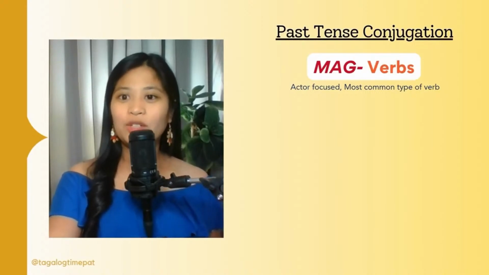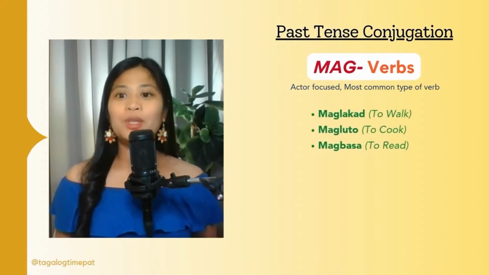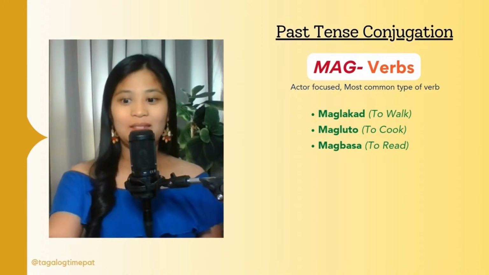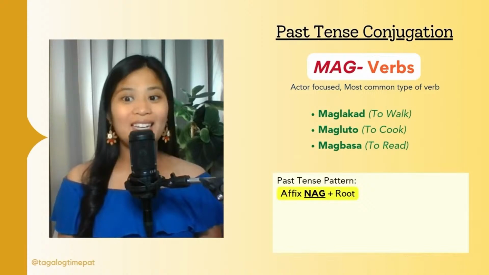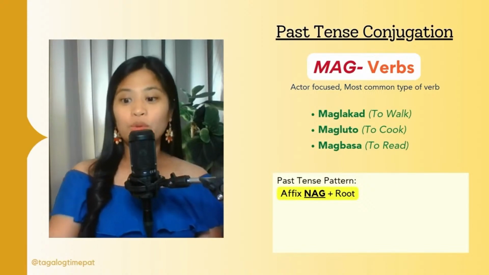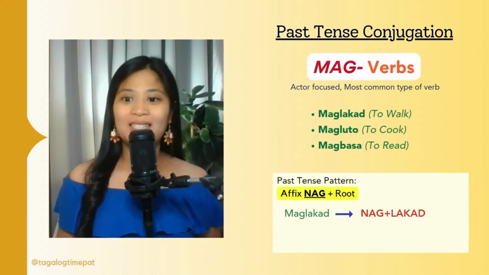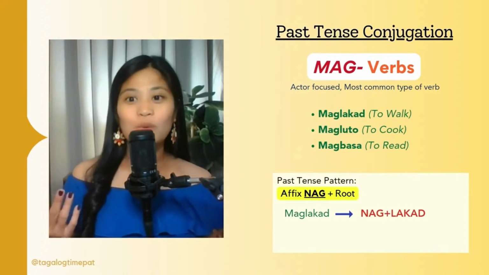These are usually actor-focused and they are the most common type of verb in Tagalog. Some examples are maglakad, to walk, magluto, to cook, magbasa, to read. Now, in the past tense, you have to add the affix nag in the beginning. So now the pattern is nag plus the root. For example, maglakad in the past tense is naglakad. Naglakad ako, I walked. Naglakad siya, she walked.